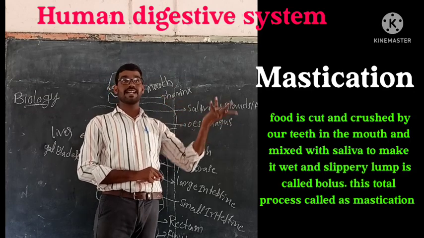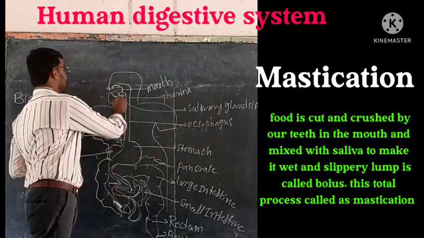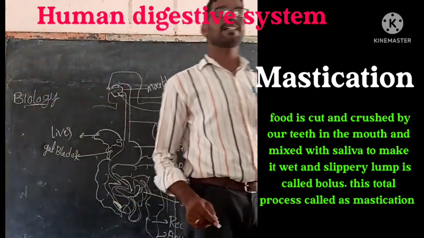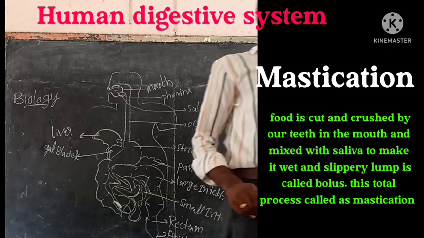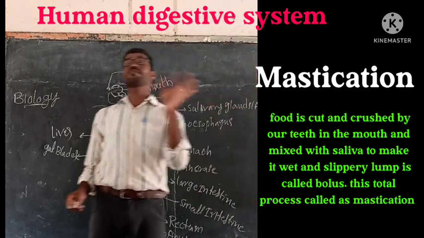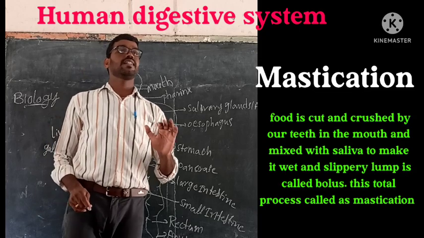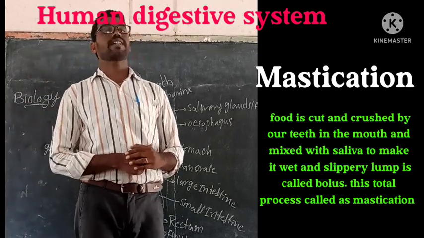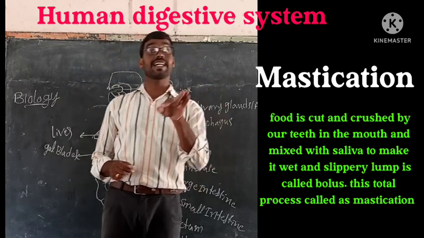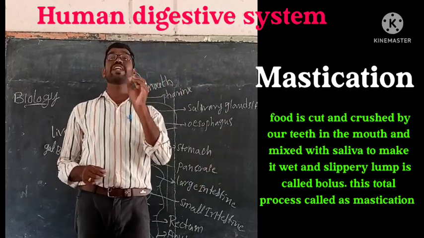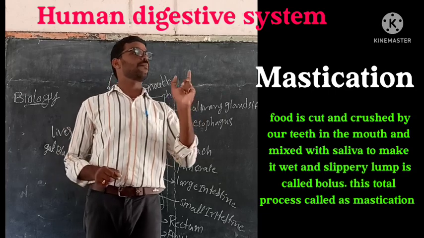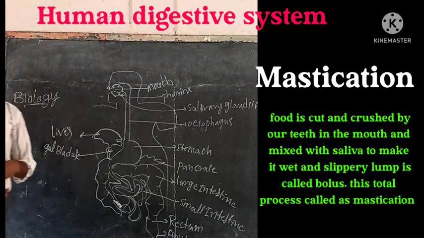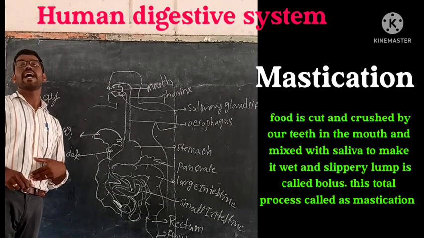Now next, in our mouth we have 2 important parts. One is teeth, one is tongue. With the help of teeth and tongue, food becomes softer. Food mastication occurs in the mouth. It becomes very soft. It is called a bolus. Once again, bolus.